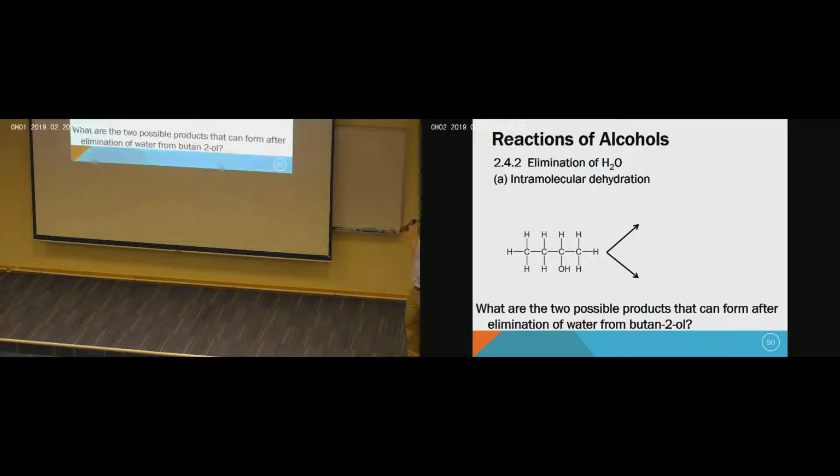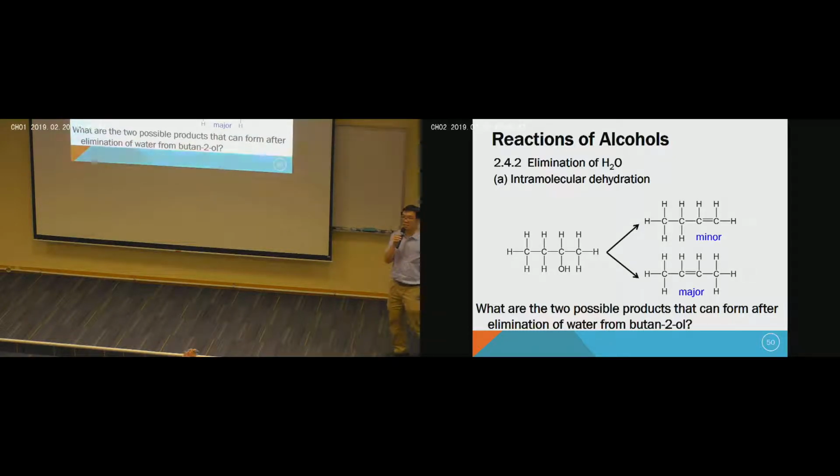Now, when you want to remove water from an alcohol, first you locate the position of the OH, then you look around for neighboring hydrogen in which the OH and the H can come out as the water, right? So, if you look at this example, there should be two products being formed in terms of different structure. One major and one minor.